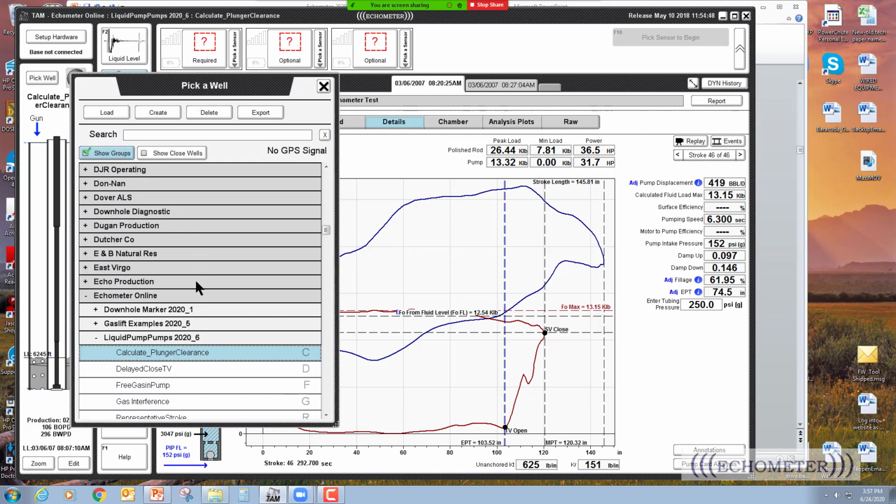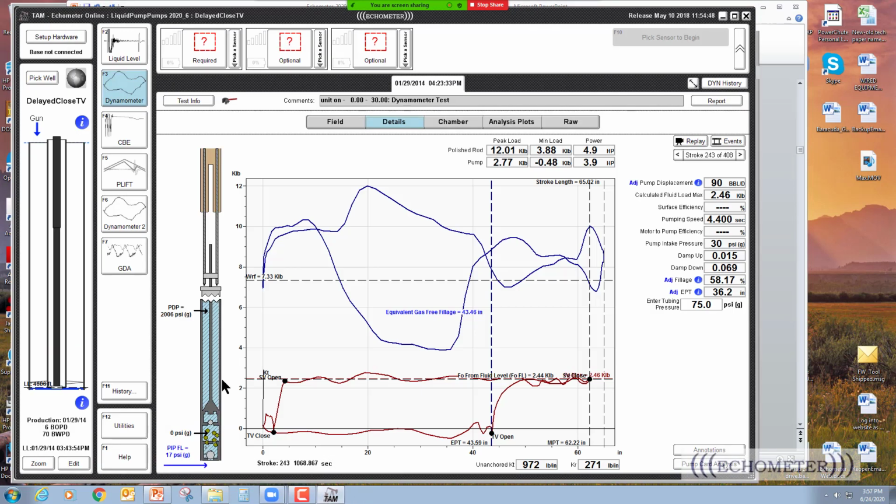The next one is, let's see what else we have. Delayed closing trailing valves. Let me talk about the delayed closing trailing valve just real quick, because it can be different ways. So this well is pounding fluid. It's got a low pump intake pressure, and there's the pound. But this right here is the delay, and from here to here you're losing about 2 inches of stroke.